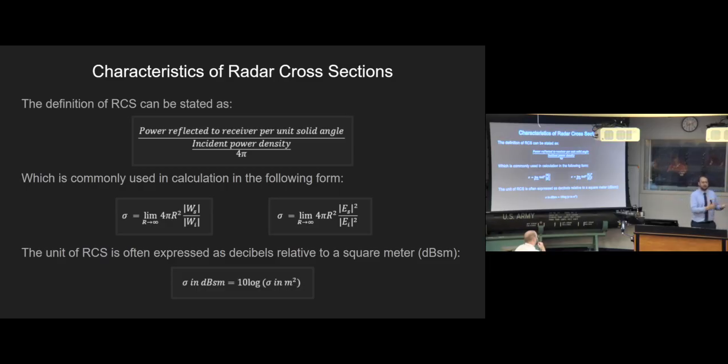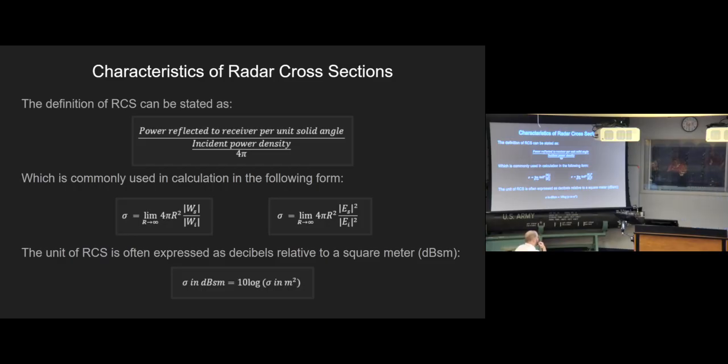So if you ever look up RCS and click images, you're going to see a whole 3D graph of it showing the power returns and spikes at each of these unit solid angles. So basically just think of it as whenever it's per unit solid angle, it's just which angle you are looking at it from relative to the vehicle. So hopefully that wasn't too confusing.